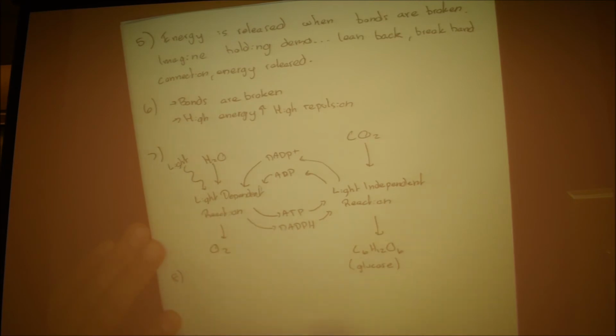So in what processes of photosynthesis is light absorbed? Light is absorbed in the light-dependent reactions. Is glucose released? Glucose is released in the light-independent reaction. Is CO2 absorbed? That's in the light-independent reaction. Is O2 released? That's in the light-dependent reaction.